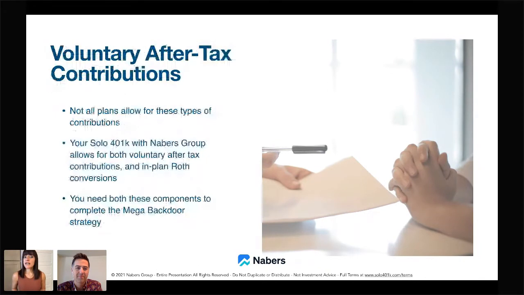Not all plans allow for these types of contributions, but luckily, if you are a Nabers Group client, your solo 401k allows for not only the voluntary after-tax contribution, but also in-plan conversions. These are really important components to the mega backdoor Roth, and to doing any kind of in-plan conversions, you need these parts in your plan. So our plan is definitely the most flexible plan out there. It allows for all of these items.